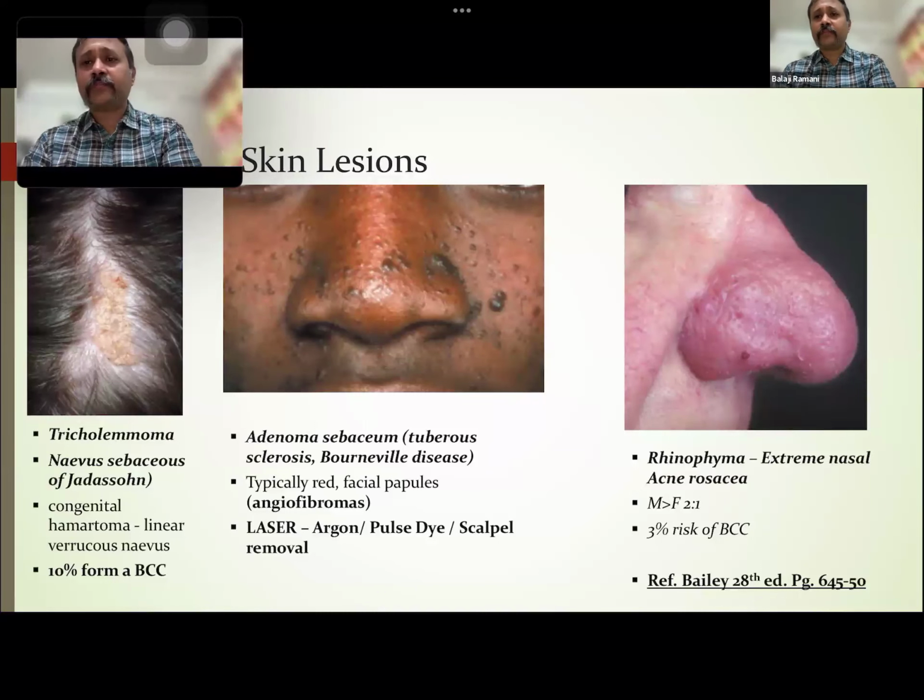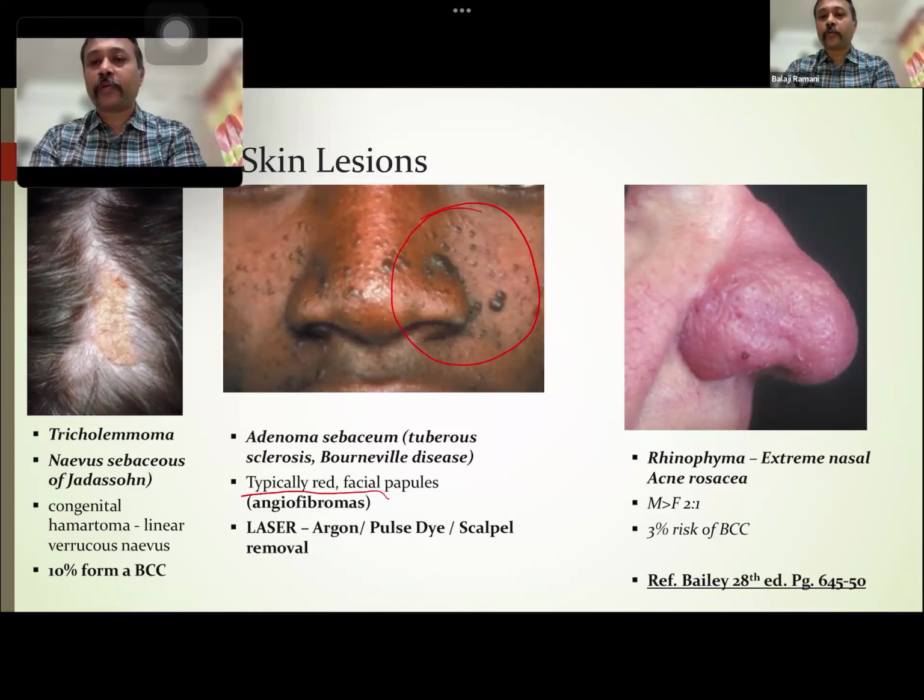Now, this is what I said. We'll have a discussion on Bourneville's disease. This is your tuberous sclerosis or Bourneville's disease or adenoma sebaceum, where you have facial angiofibromas. Classical facial angiofibromas. Treatment is by argon laser or other types of laser.